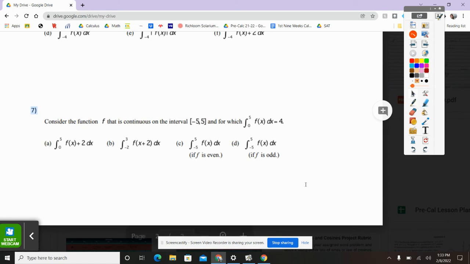And then 7 is more definite integrals. A is pretty much like the one we just did. So they give us that the area from 0 to 5, area under the curve is 4. But then we have this 2 here. This tells us it's going to be a rectangle. So the width of your rectangle is going to be 2. And then the distance from 0 to 5 is going to be your length. So it's going to be 2 times 5. So this represents the rectangle just like we drew above. So this should be 14.